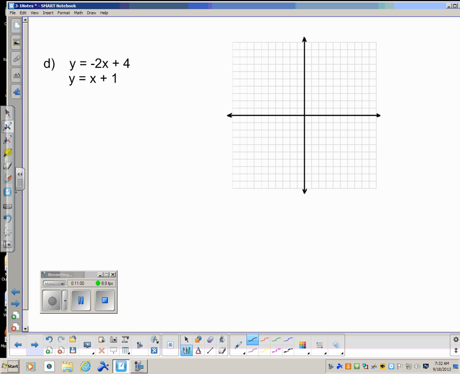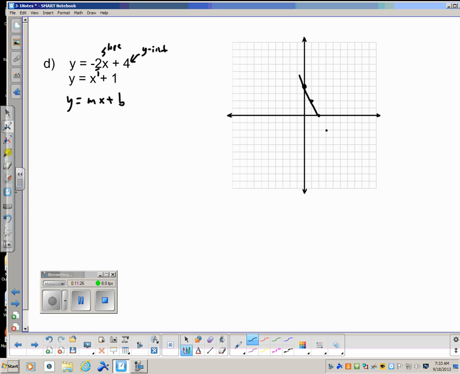Okay, we've got one last example here for the graphing part for this video. This one here, they're already in y equals mx plus b form. So looking at that first equation up there, the 4 is my y-intercept, and the negative 2 is my slope. So I can graph my y-intercept, and then from that I can go down 2 and over 1, down 2, over 1, down 2, over 1.